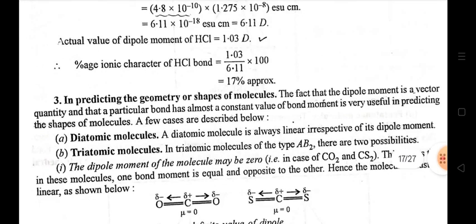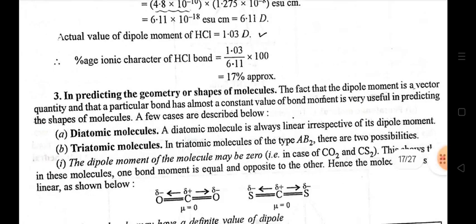Third, in predicting the geometry or shape of the molecule. The fact that the dipole moment is a vector quantity and that a particular bond has almost a constant value of bond moment is very useful in predicting the shape of the molecule. A few cases are described below. First is the diatomic molecule. A diatomic molecule is always linear irrespective of its dipole moment.